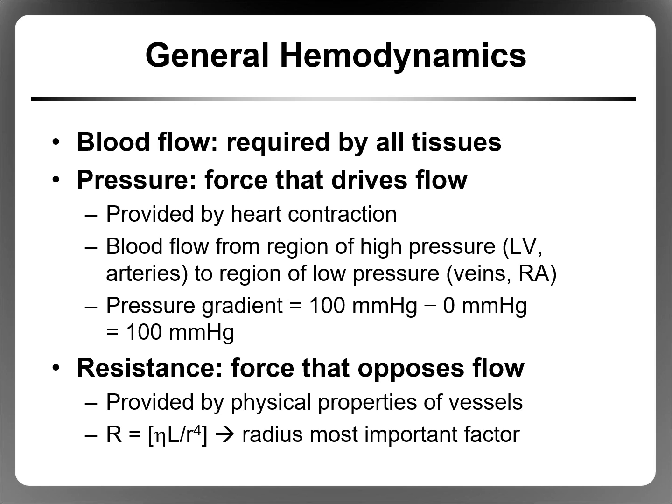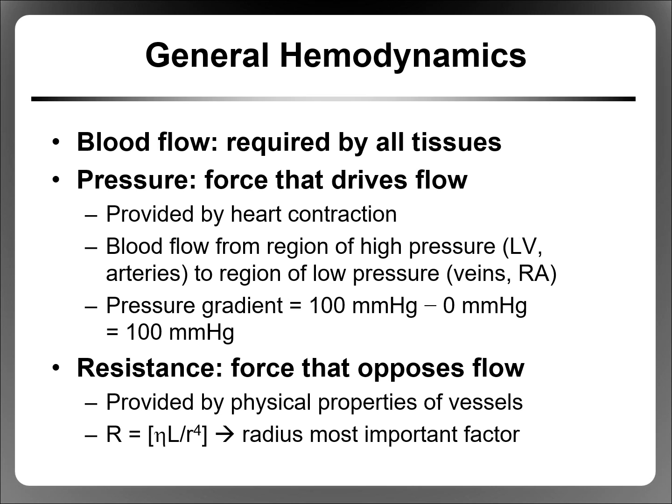This is provided by the heart contraction, and our blood is always going to flow from a region of high pressure, so the left ventricle and the arteries, to the regions of low pressure, so the veins and the right atrium. This is going to continue to drive flow through the pressure gradient. So we have 100 millimeters of mercury to 0 millimeters of mercury, which will give us a pressure gradient of about 100. The other important concept is resistance.